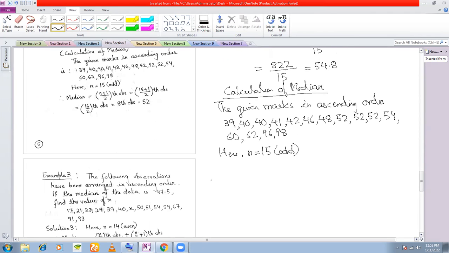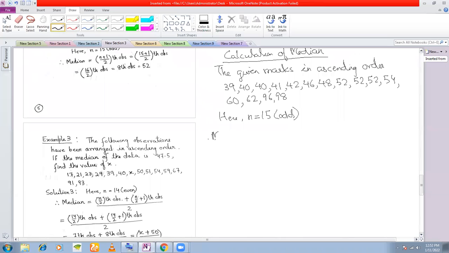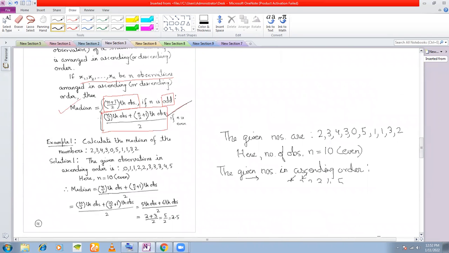So therefore, what should be the median? You're going to calculate median from this formula here, right? n by 2th observation plus n by 2 plus 1th observation. Write down the formula first. Median is equal to n by 2th observation plus n by 2 plus 1th observation divided by 2. Oh, this is odd. Okay, you're going to use the first one, not this. This is for even.